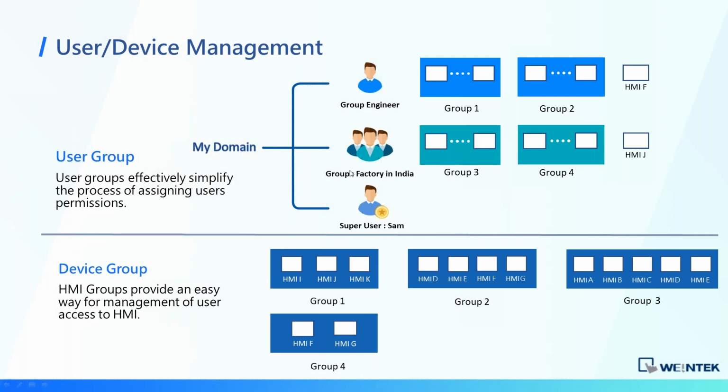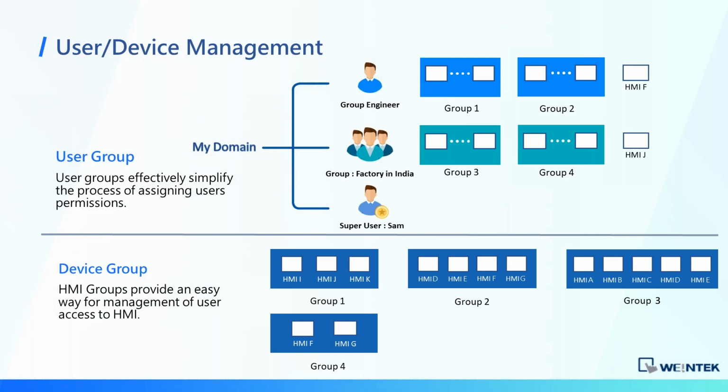And the second group here is like the India factory group. You can let him only view the HMIs of group 3 and group 4 and HMI J. And you can also name a super user that can see all the HMIs in all the groups. Right. So basically we have this device group and user group, which makes it easier for our administrator to manage who can do what kind of features and who can view which HMIs and which dashboard. Okay, this makes the management easier.